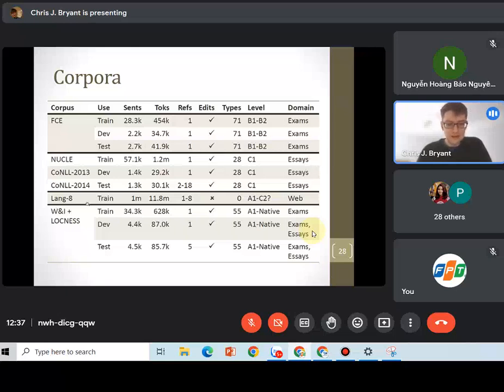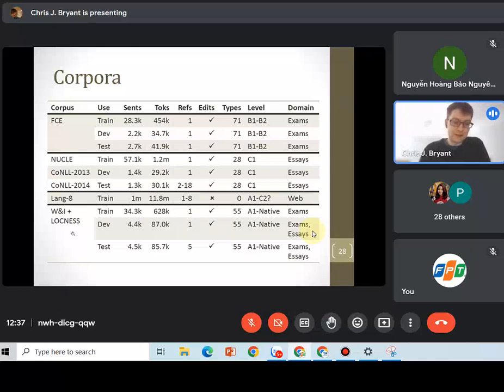Lang-8 is a language learning website where people can submit "How do I say this in English?" and then someone else who uses the website can come in and correct them. It's much larger than the other datasets, but it's also noisier because it wasn't professionally annotated, but just corrected by people on the internet. It also has the whole range of ability levels.